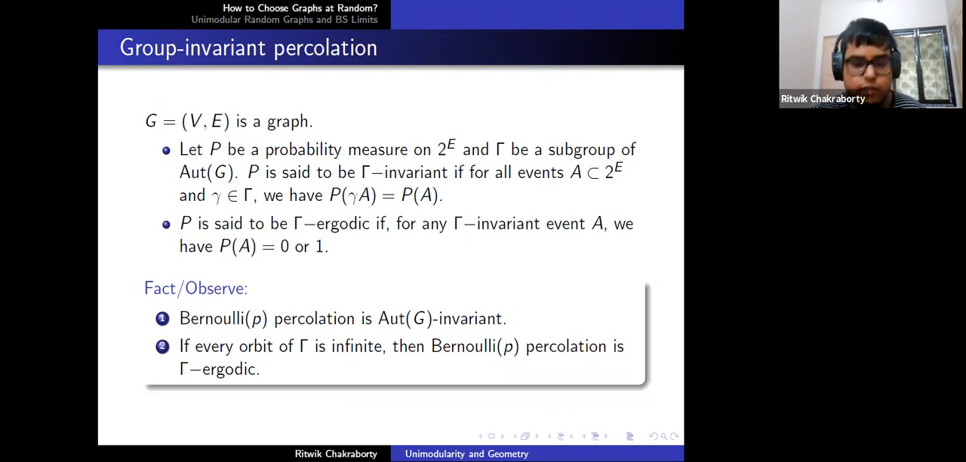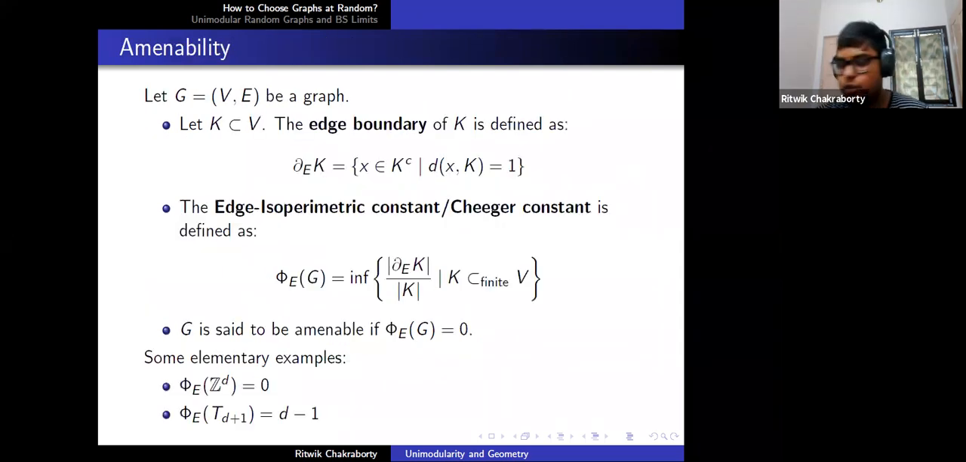So from that, it follows that Bernoulli percolation is automorphism invariant. Anyways, okay. So now we are on to the first thing that we want to define, that is the amenability of the graph.